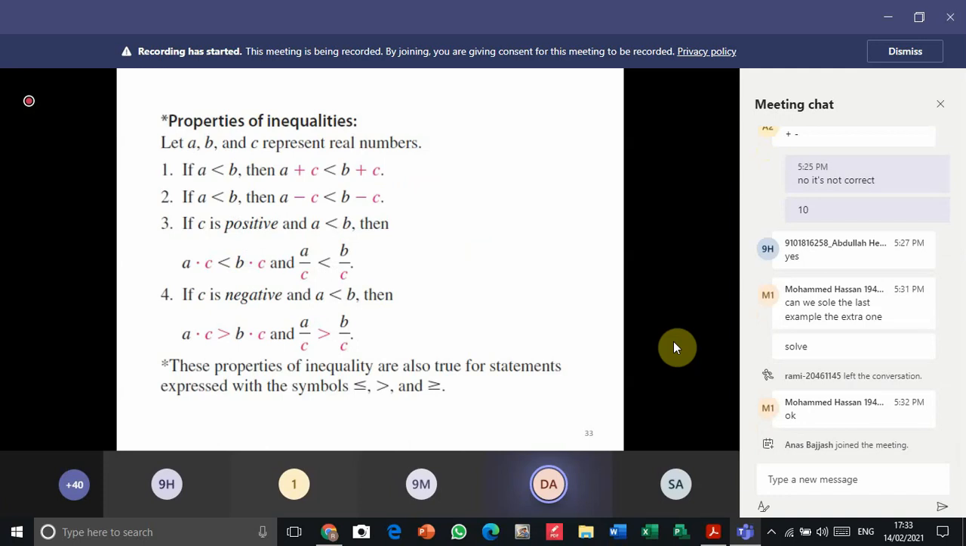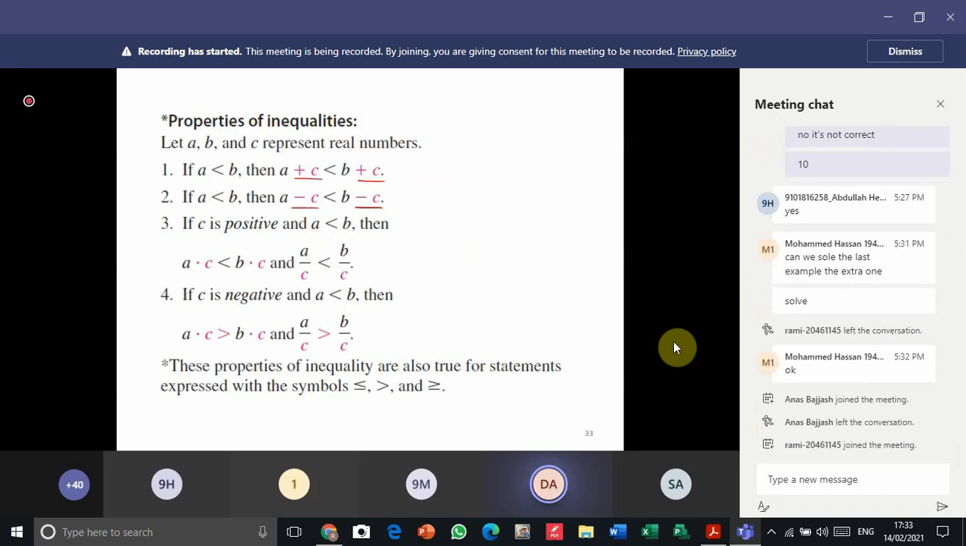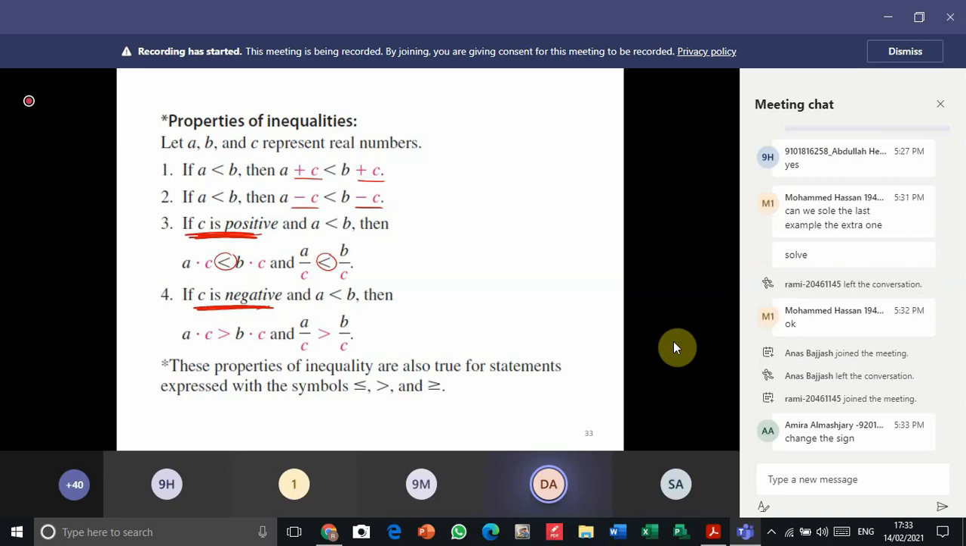Now, we can add a number to both sides or subtract from both sides, no problem. But when we multiply or divide by a number, we must check whether it is positive or negative. If it is positive, keep the sign as it is. But if we multiply by a negative and we have greater than, we must replace it with less than, and if we have less than, we must replace it with greater than.